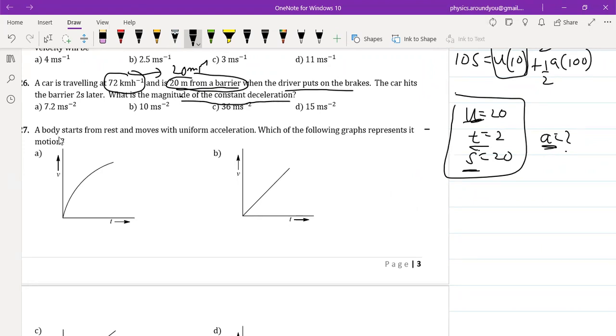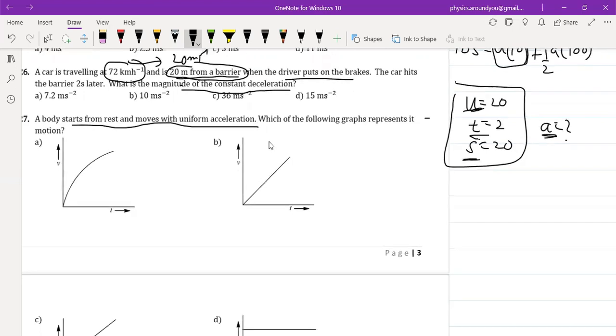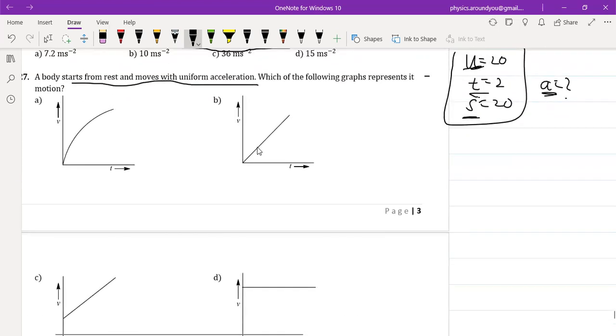Question number 27. A body starts from rest and moves with uniform acceleration. Well, uniform acceleration, and you are being given all the v-t graphs. How will you link the v-t graph with acceleration? It should be a straight line. Well, this is wrong.